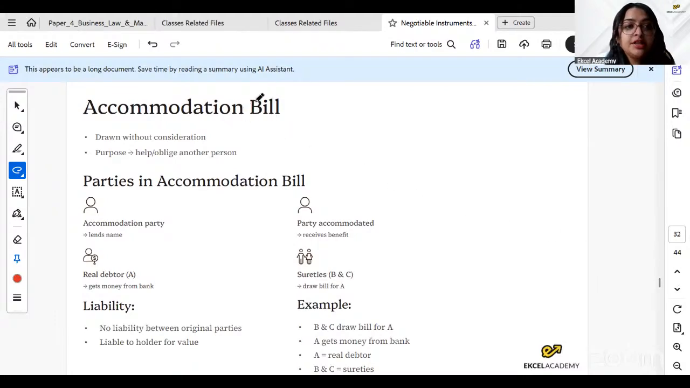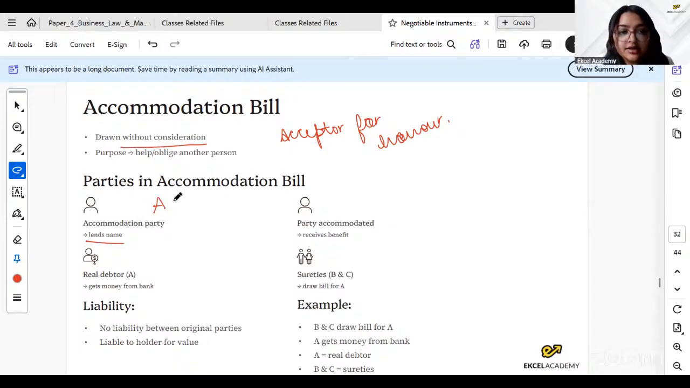Then you have your accommodation bill, which is drawn without consideration. Its purpose is to help or oblige another person. It is the same example that we saw in the case of your acceptor for honor. So the accommodation party is the one who lends the name; in our case it was A. Party accommodated, it was B. The real debtor is B, who receives the money from the bank.